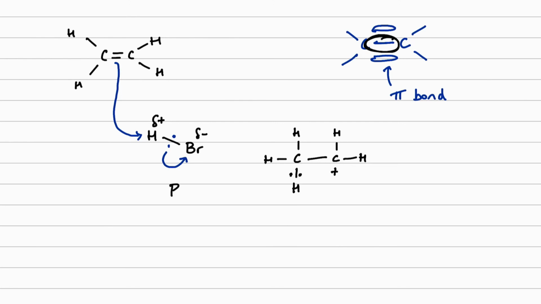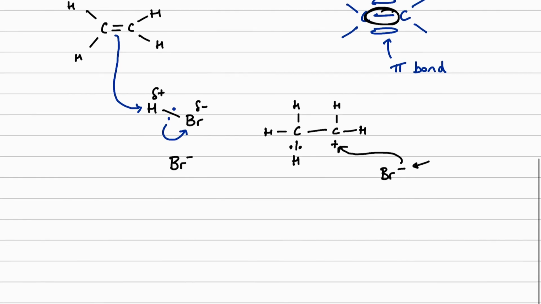When the bromine left, it took both the electrons, so it's a bromide ion. This bromide ion can behave as a nucleophile and attack the positively charged carbocation using its lone pair of electrons to form a bond between the bromine and the carbon. So we're going to end up with our product. We're going to go from alkene to haloalkane.